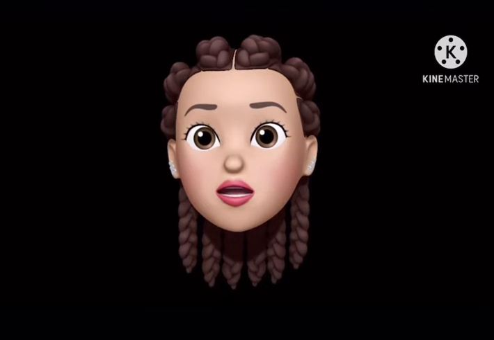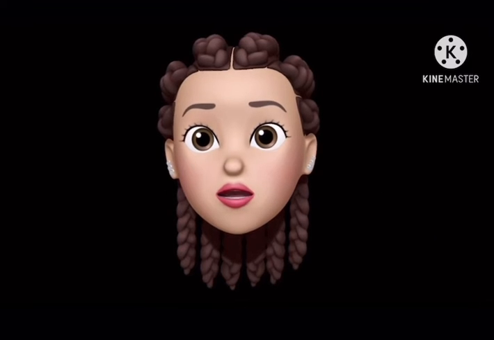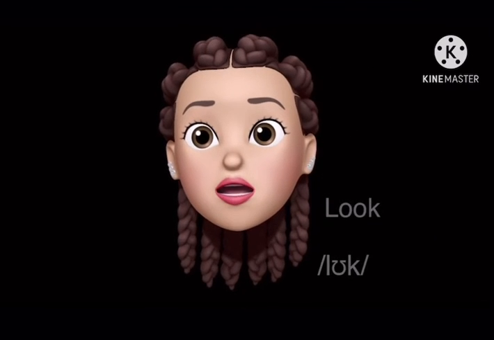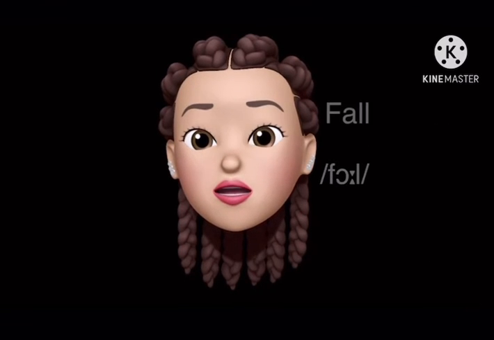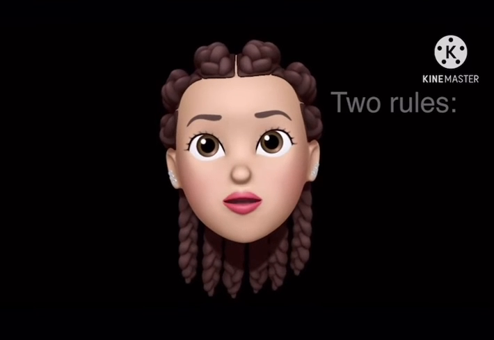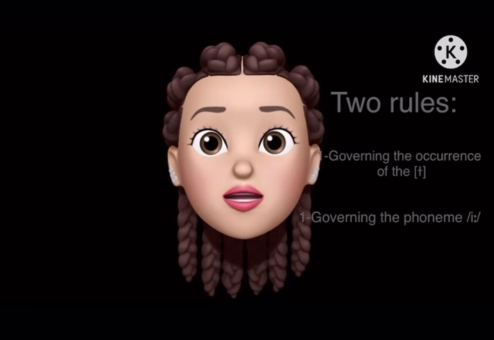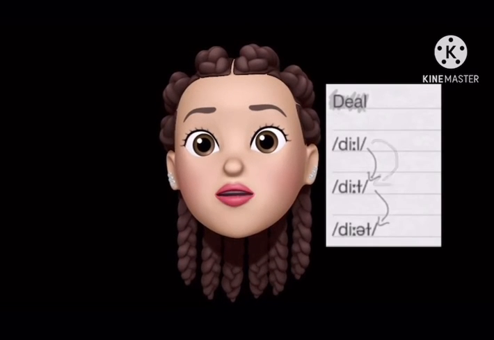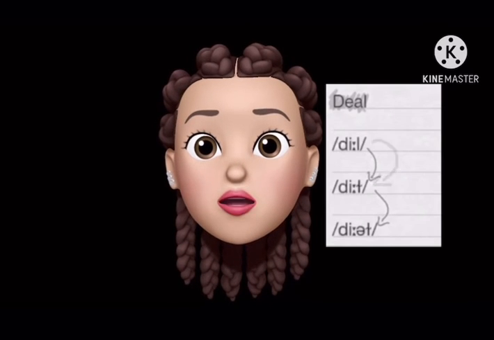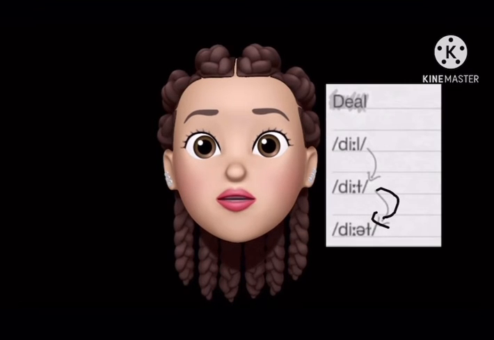The next phoneme is L, which has two allophones. The light L comes before vowels like in love and look, and the dark L comes after vowels like in full and hell. Here we have two rules. The first one is the rule governing the occurrence of the dark L, and the second one is the rule governing the phoneme E. If we use the first rule, it will change to the dark L, and when we use the second one, it will change to the other allophone of the phoneme E.